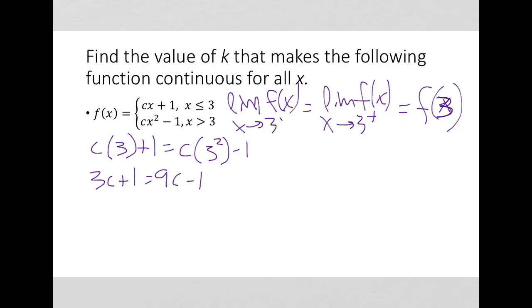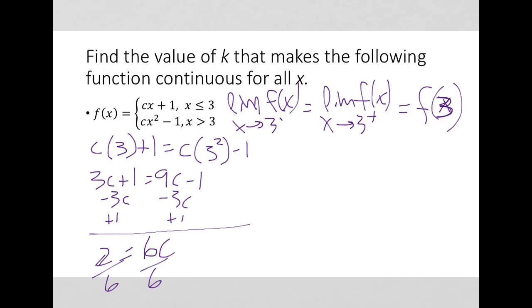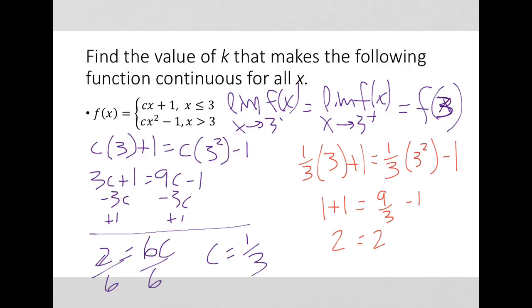Let's combine like terms. I'm going to subtract 3c from both sides, and I'm also going to add 1 to both sides. And when I do that, I get 2 equals 6c. So I divide by 6 on both sides, and I get c equals 2/6, which is 1/3. So again, it's always a good idea to check afterwards, plug in those values, and we do get a true statement. So that is the correct value of c to make this function continuous.